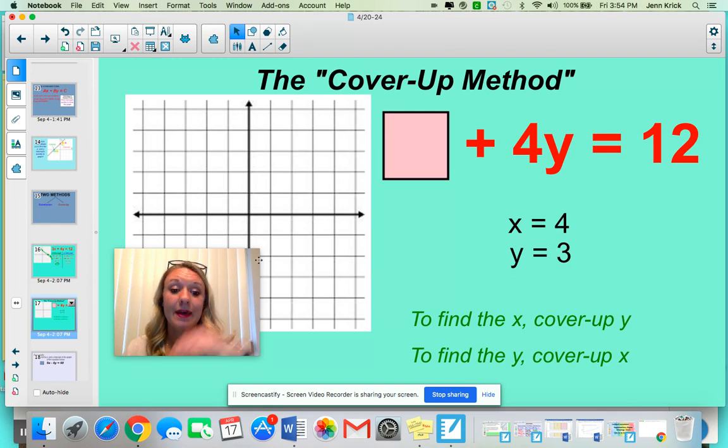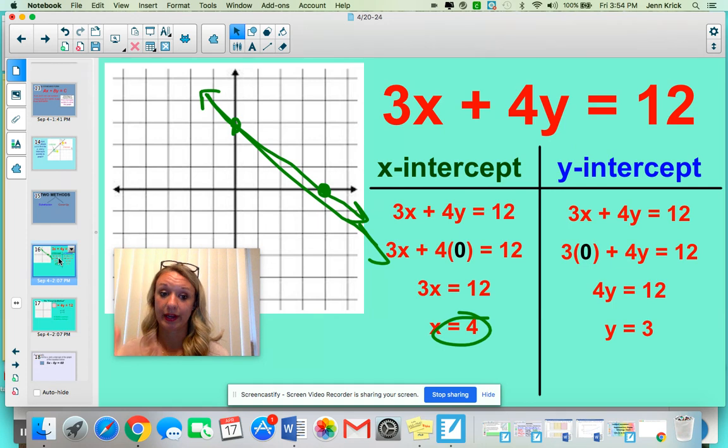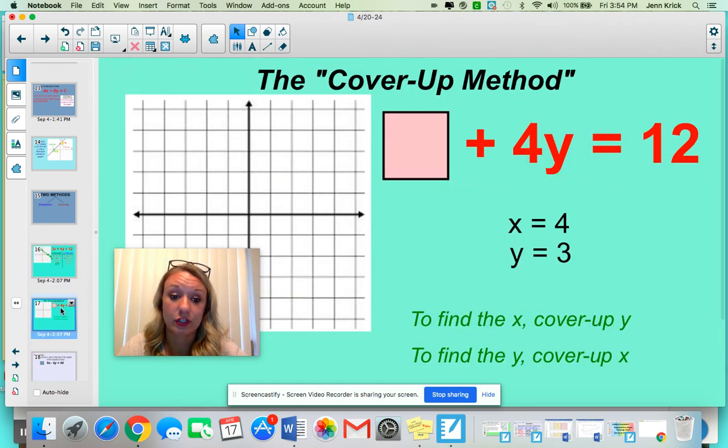So whatever method works best for you for finding the intercept, whether you're physically drawing it out, going through the algebraic process of plugging in 0, or using the cover-up method, just remember: if you're finding x, cover up the y, make y 0. If you're finding y, cover up x, make x 0.